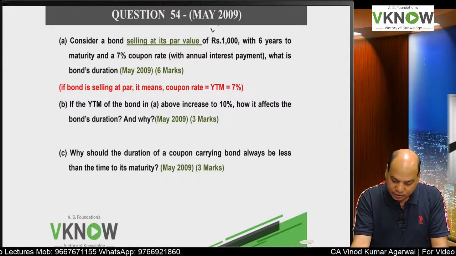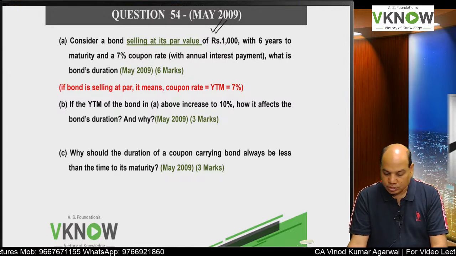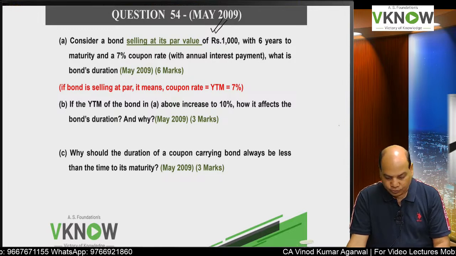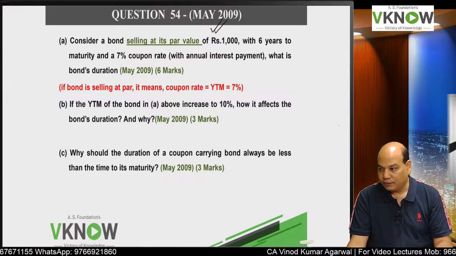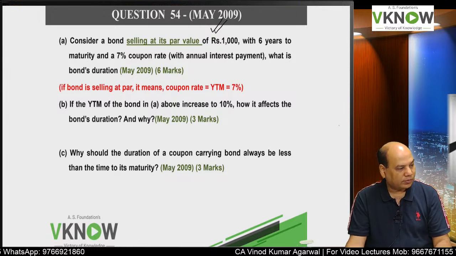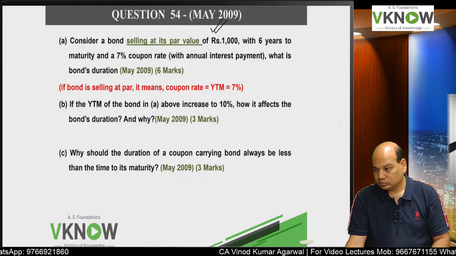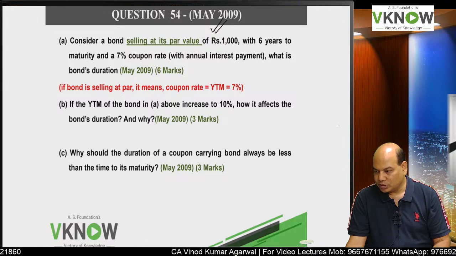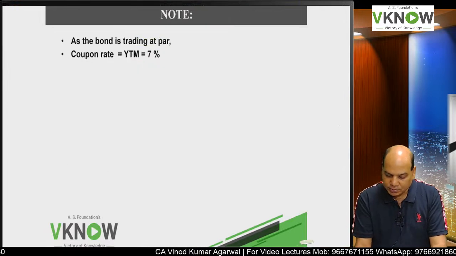Now we'll again take one exam question on the same topic, duration, asked in the May 2004 exam, question number 54. Just below that, question number 54. Consider a bond selling at its par value of rupees. Selling at its par value.